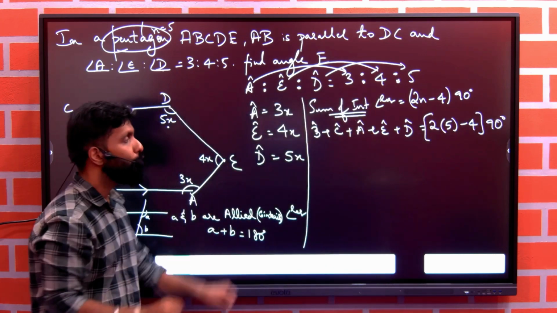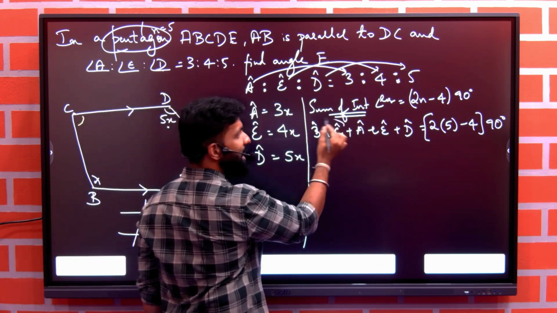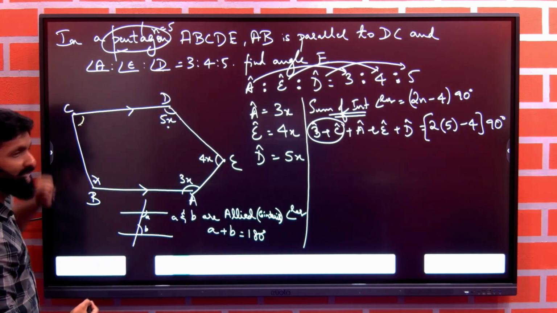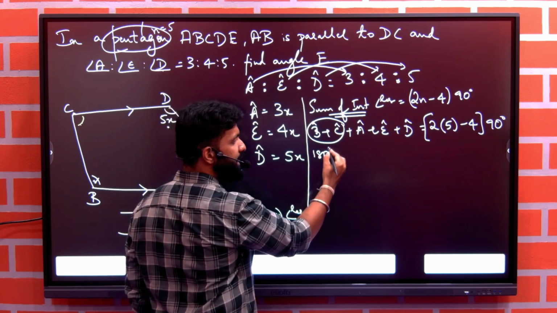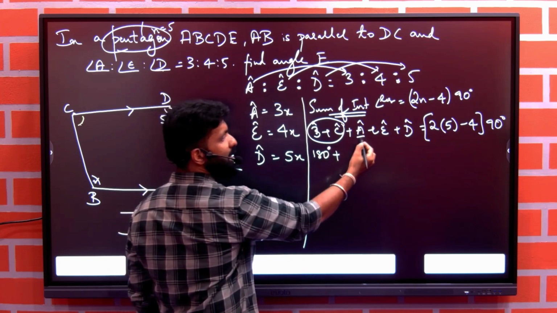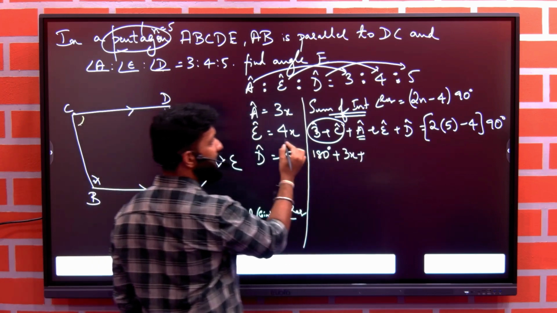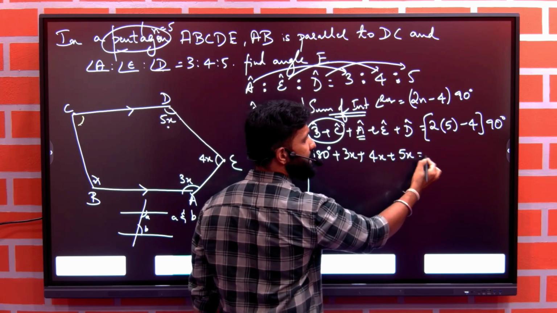Now carefully fill the left-hand side. What do I mean by carefully? What is the value of B plus C? I just told you B plus C is 180 degrees. So 180 degrees plus what is the value of angle A? 3x. What is the value of angle E? 4x. And angle D is 5x, is equal to.